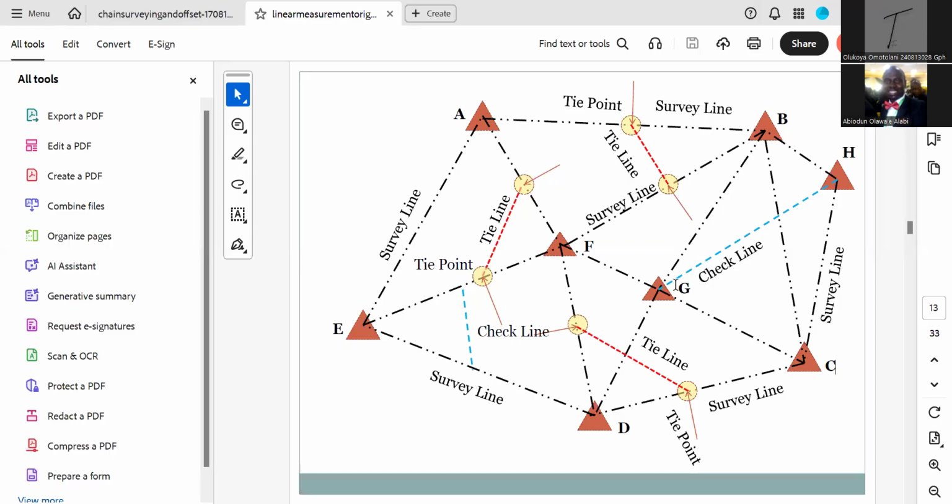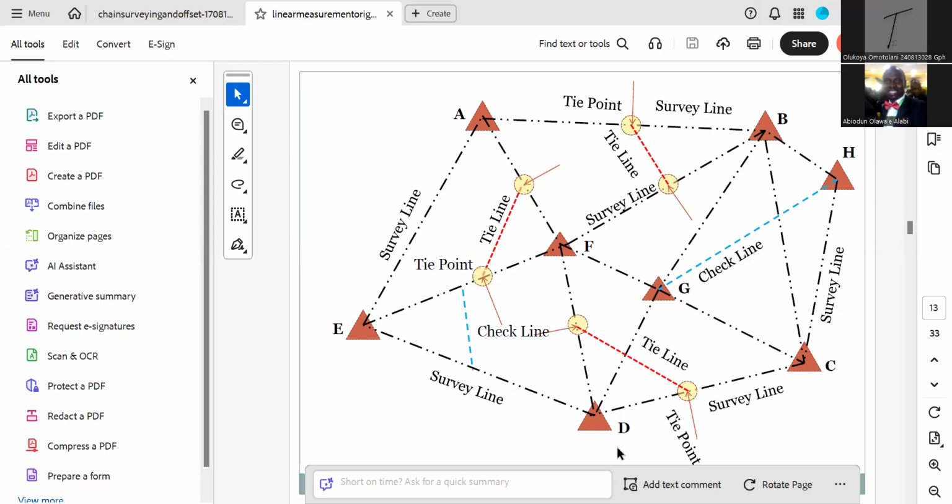Stations F and G, they are not main stations. So this symbol should not be used for them as if they are main stations, because the main survey stations define the property, the boundary of the area to be surveyed.